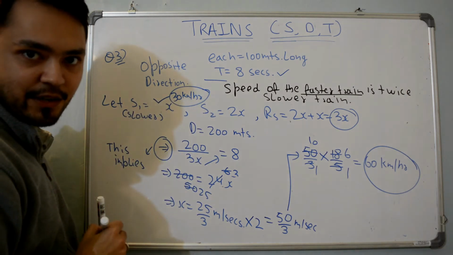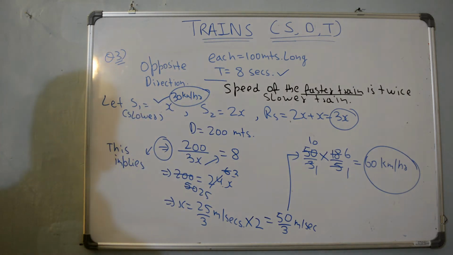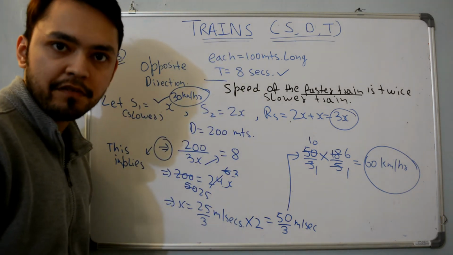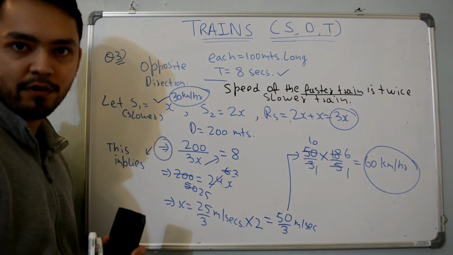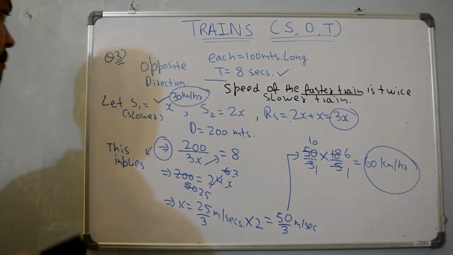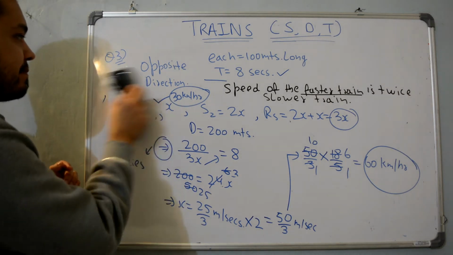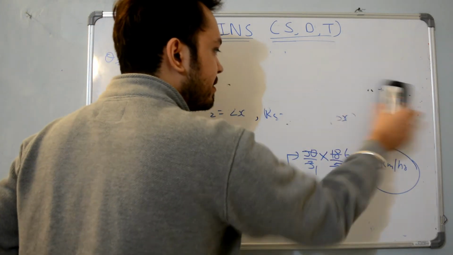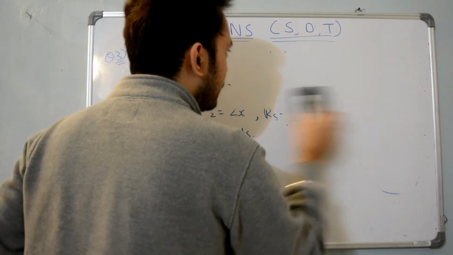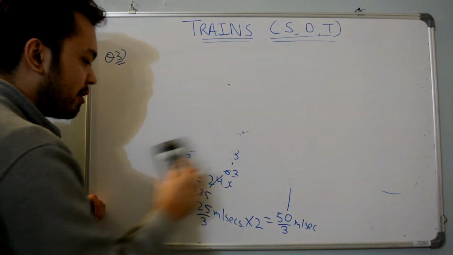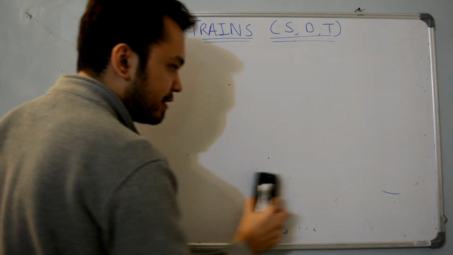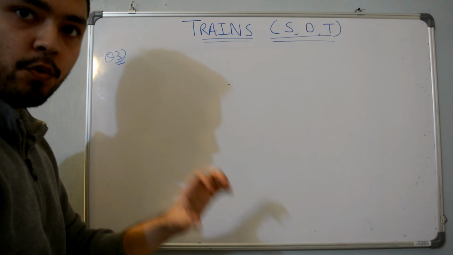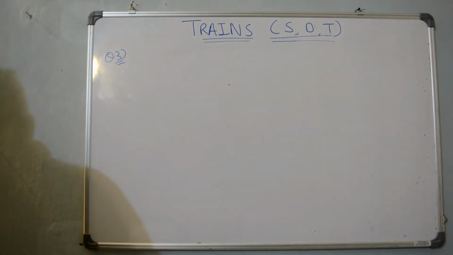I hope it is clear to all of you, right? See, you have to frame the basics of the question first in your mind. Only then you will be able to solve it step by step. Moving further, now comes our concept of bridges and platforms. In this case, you will also be adding the length of the bridge or the platform to the length of the train to take out our total distance.